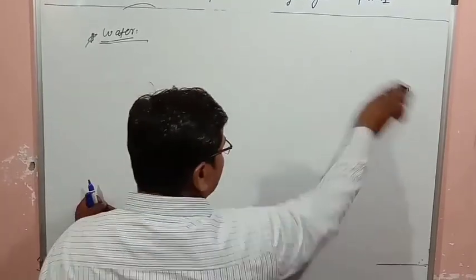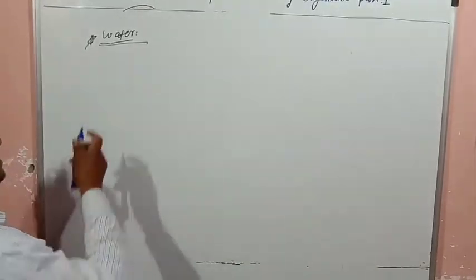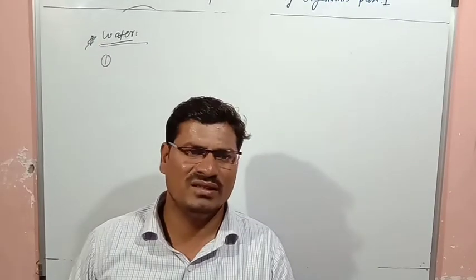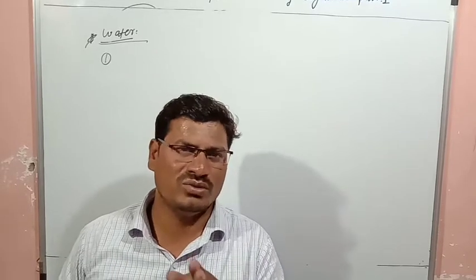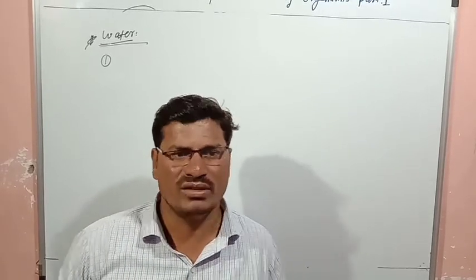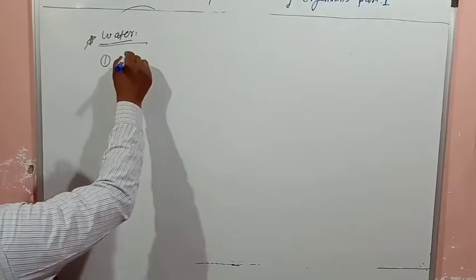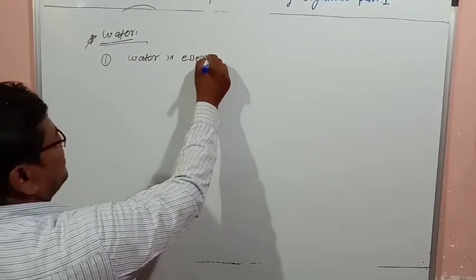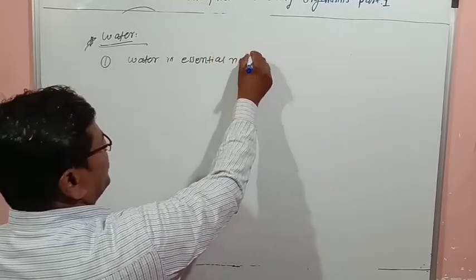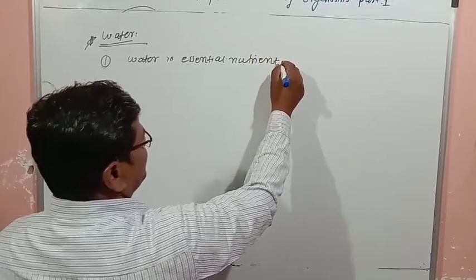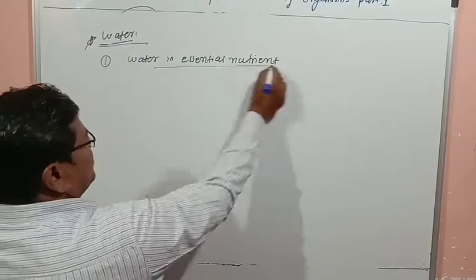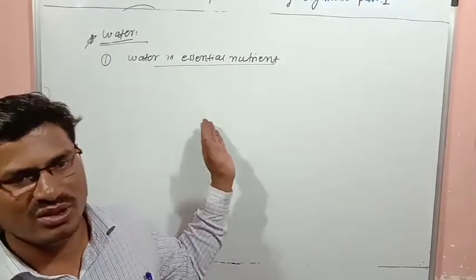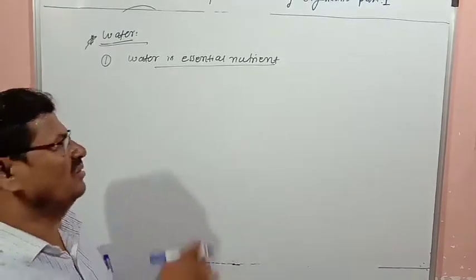So the next point is related to water only, and that we are going to learn in detail. First, how much percent water is there inside the body, and why is water called an essential nutrient? Water is an essential nutrient. Why is it called an essential nutrient? It will be asked as give reason, if one statement is given and the answer is below.